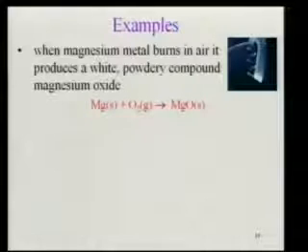When magnesium metal burns in air, it produces a white powdery compound, which is magnesium oxide. So here's the equation for that. Solid magnesium reacts with gaseous oxygen to produce solid magnesium oxide. Is this equation balanced? No. This one's an easy one to balance. They get harder, I assure you. But let's start here. Magnesium and oxygen.